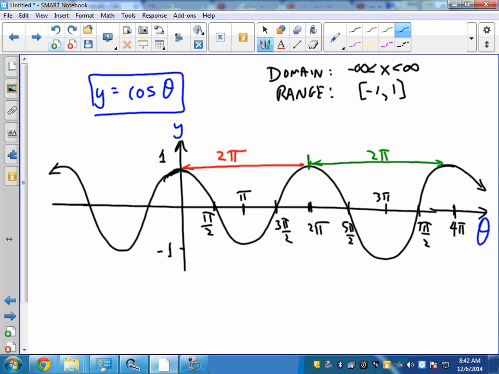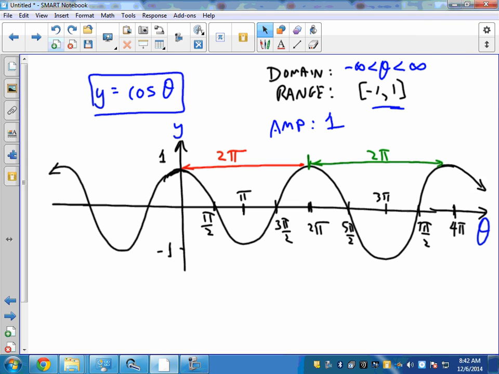The domain is still going to be negative infinity to infinity, but it would make more sense now to say theta is between negative infinity to infinity. Okay, so all real numbers, and the range is still going to be -1 to 1. Amplitude is still going to be 1.